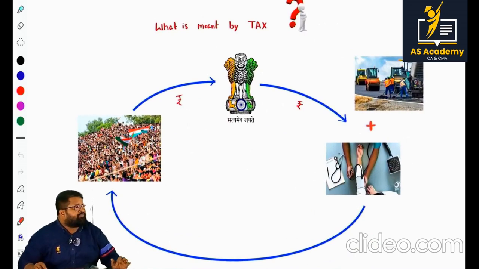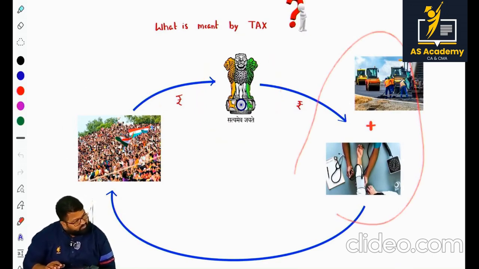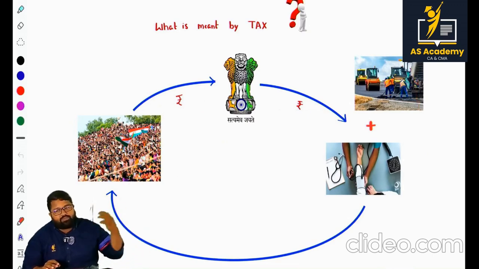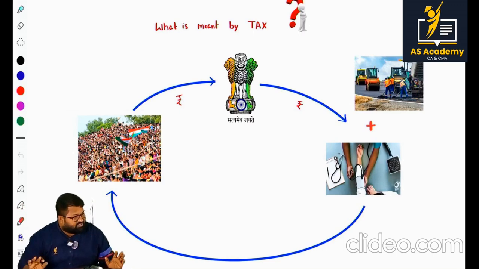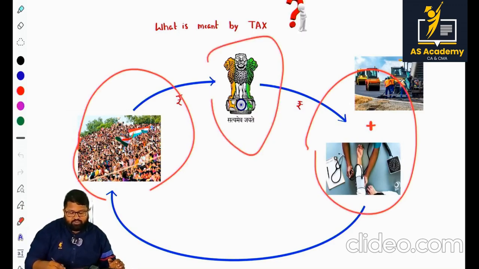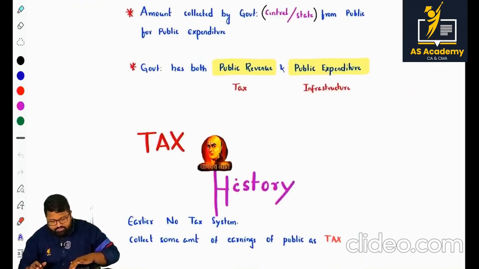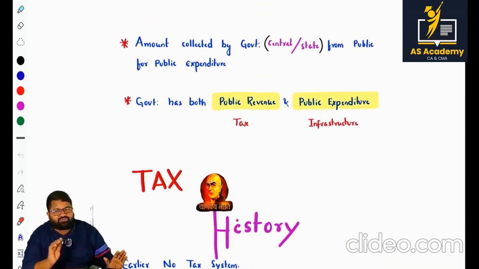What is meant by tax? Levied. From whom is it collected? The public. And who is collecting? The government. And what are they spending on? Public expenditure. So from the public we are collecting some amount, and at the same time we are spending it for the public expenditure. So there is income and there is expenditure, to the government. So the definition is: the amount collected by the government from the public for public expenditure.